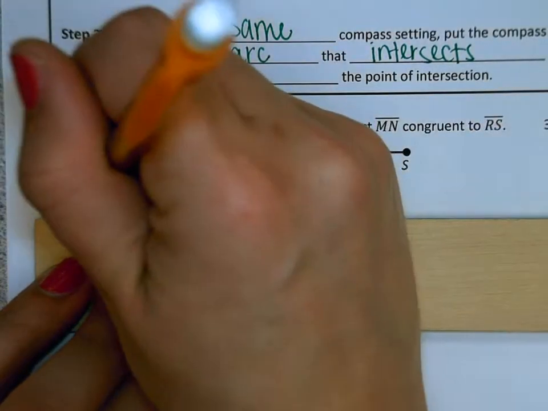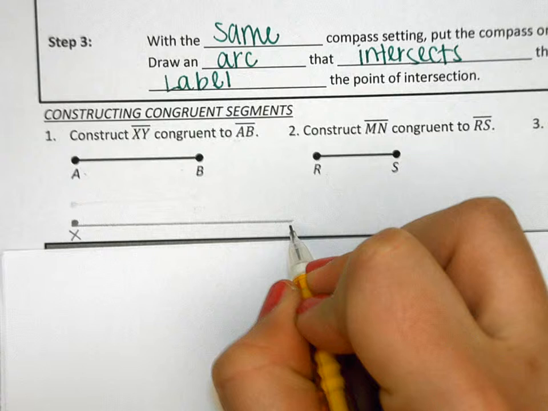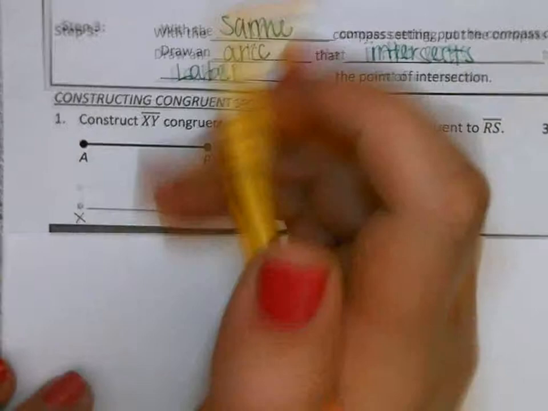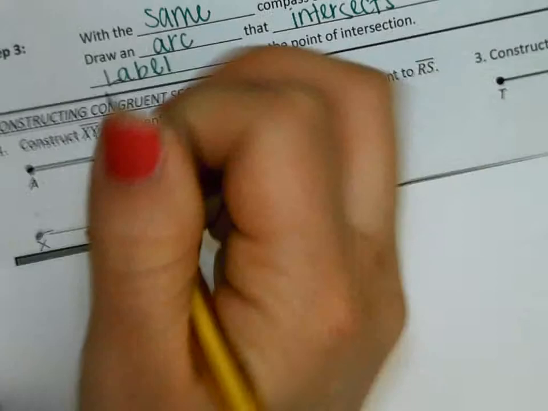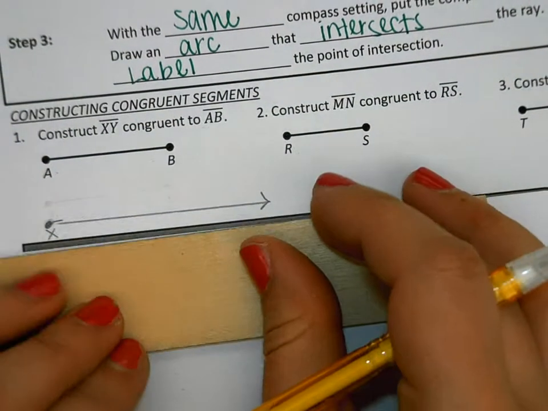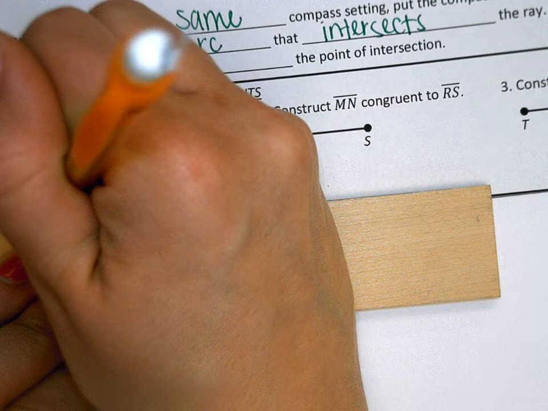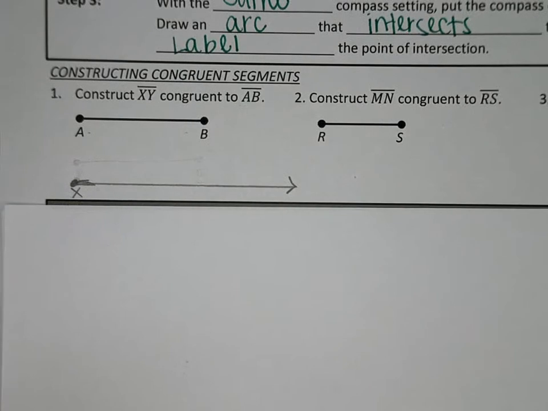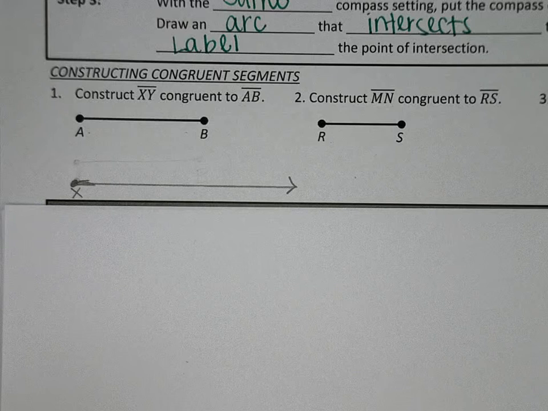So draw a straight line through the endpoint. Okay, so that's our base where we're going to start. Most constructions just start with drawing a ray, to give us a base. Is everybody with me so far? Okay, get out your compass.